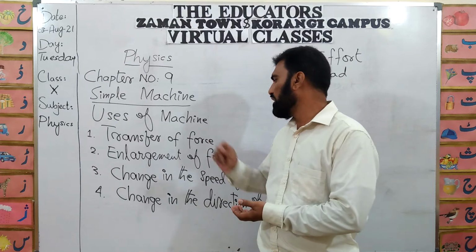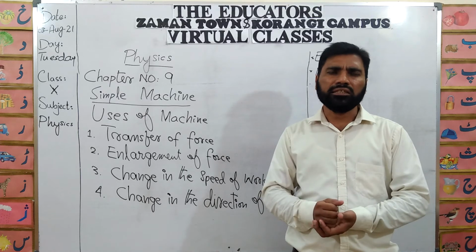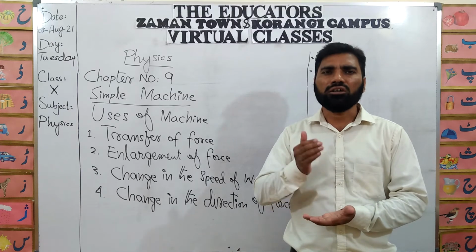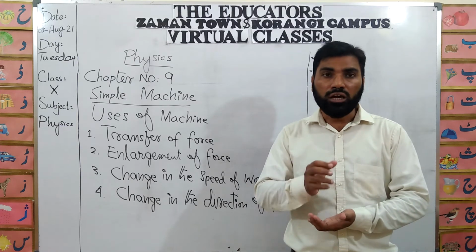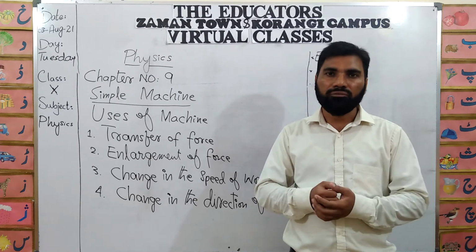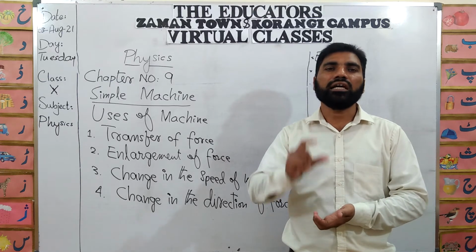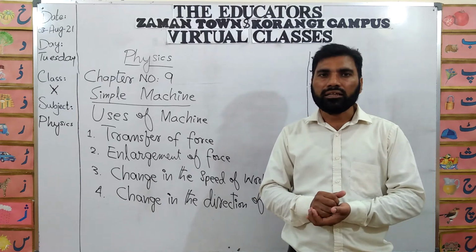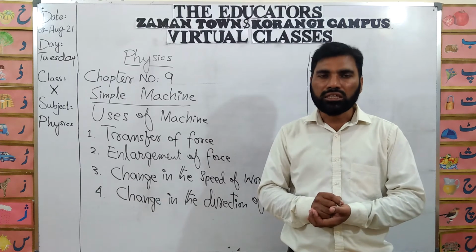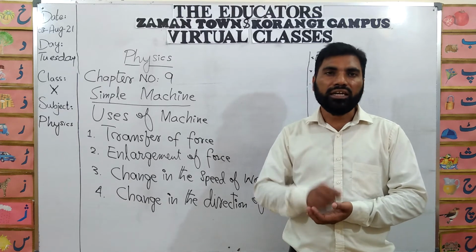Second thing, enlargement of force. It is your common experience when the tire of your car or any vehicle is punctured, you need to change the tire. You cannot lift it yourself, so you always use a device which is called a screw jack. By the hand you are applying a small amount of force, and by that small force you are lifting the heavy vehicles.